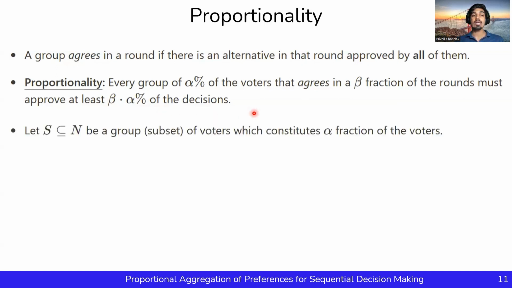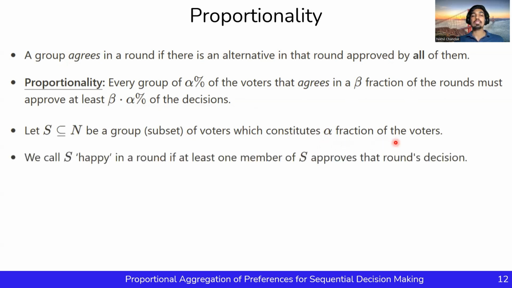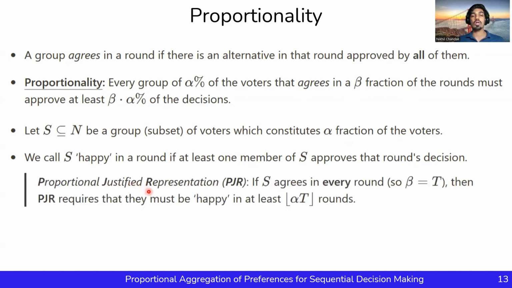More concretely, let S be a group which constitutes alpha fraction of the voters. We say that S is happy in a round if at least one member of S approves that round's decision. Based on this, we can now introduce the first proportionality axiom, which we call proportional justified representation, or in short, PJR. It says that if S agrees in every round, so essentially beta is all the rounds, which is equal to t, then it requires the group to be happy in at least alpha times t rounds.